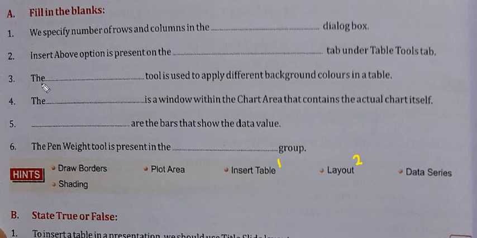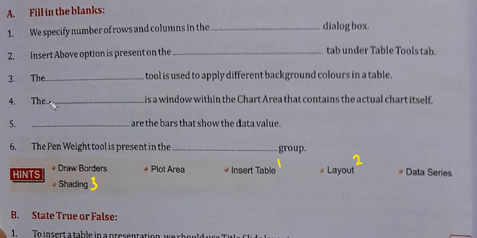Now next, the dash tool is used to apply different background colors in a table. Which one? Shading. The Shading tool is used to apply different background colors in a table. So shading is the answer. We can call it shade fill or shape fill also, right? So this is the answer of the third.